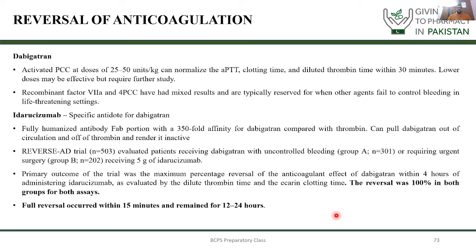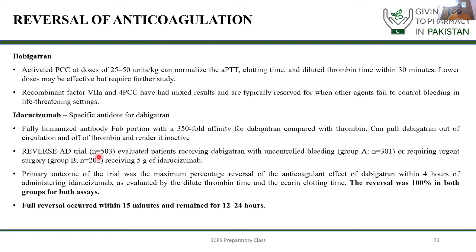Dabigatran: now we will see the reversal of the direct oral anticoagulants. For dabigatran, activated prothrombin complex concentrate at a dose of 25 to 50 units normalized thrombin time within 30 minutes. But a specific antidote for dabigatran is idarucizumab. This is a fully humanized monoclonal antibody whose affinity for dabigatran is 350-fold higher than dabigatran's affinity for thrombin. So it combines with dabigatran and removes it from the circulation.